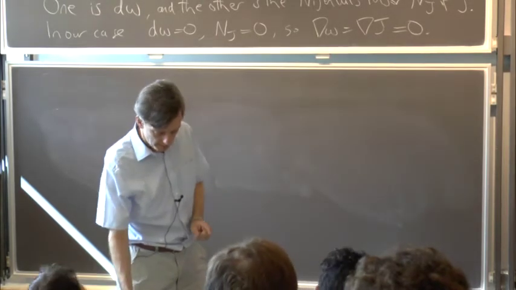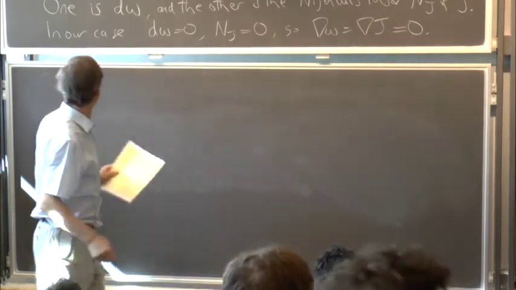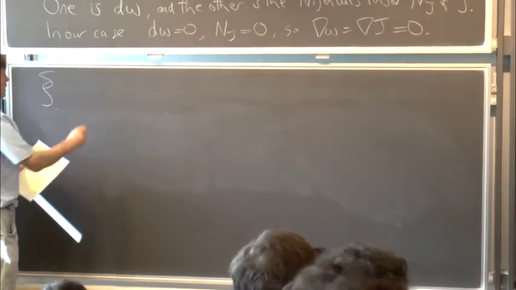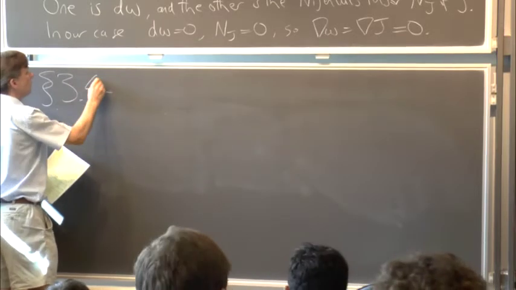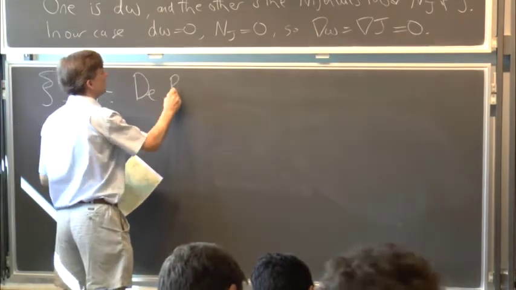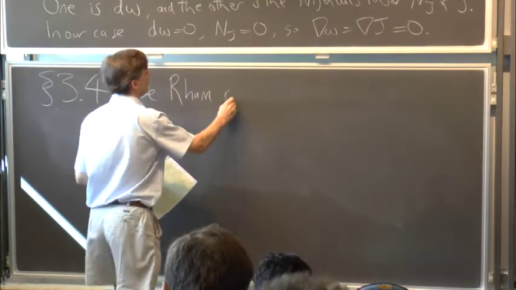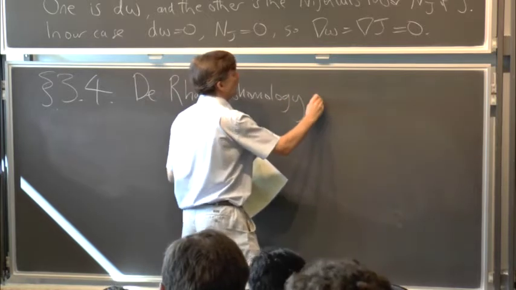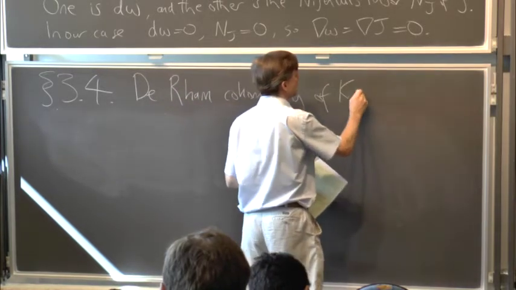Okay, so let's move on to talk about the new section 3.4. We'll talk about the de Rham cohomology of Kähler manifolds.